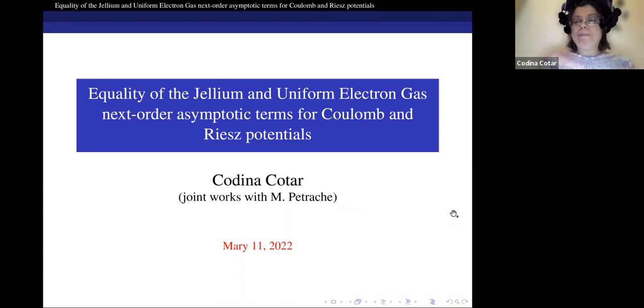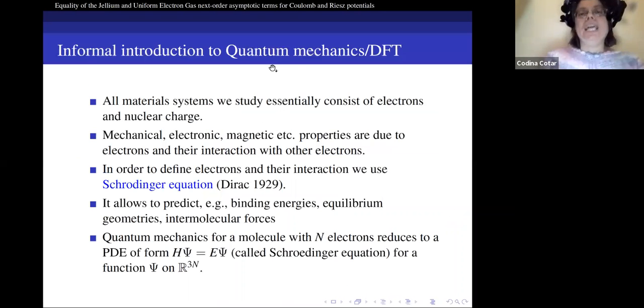Okay, so the motivation. The motivation for the optimal transport problem comes from quantum mechanics and so-called density functional theory, which is shortened to DFT. So basically, if we look in nature, what we have all around us are material systems which have electrons and nuclear charge, and all the properties that we see the systems to have, such as mechanical, electronic, magnetic, they are due to the electrons and to the way they interact with all the other electrons in the system. And the way physicists define this interaction is via Schrödinger's equation. And this Schrödinger equation can predict lots of things, such as binding energies, equilibrium geometries, intermolecular forces.